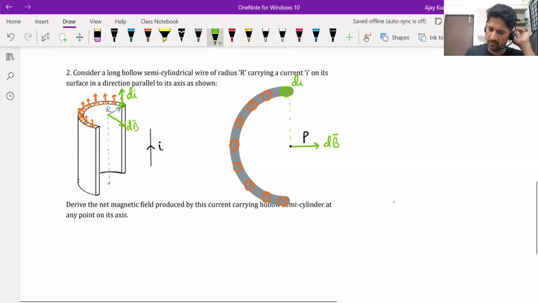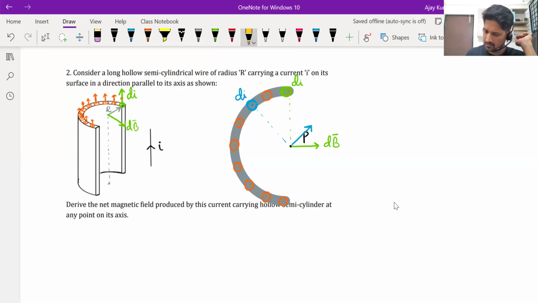Next, consider some other small current, maybe this one, di. Di is towards you, thumb towards you and fingers towards P. The palm will now face this way. Okay, consider some other current, maybe on the lower side. This one. Di towards you, thumb towards you, fingers towards the point. Palm will now be oriented this way.